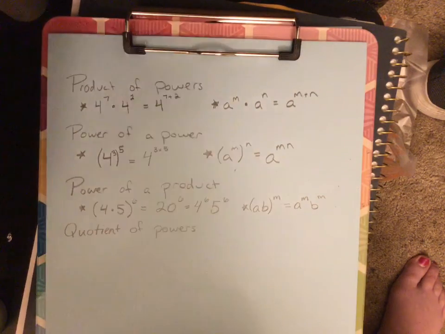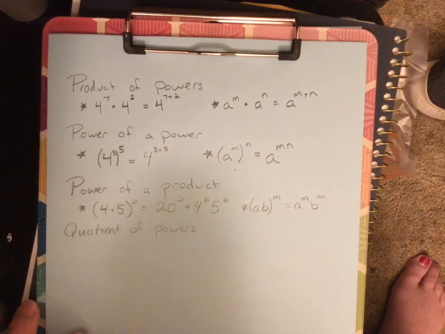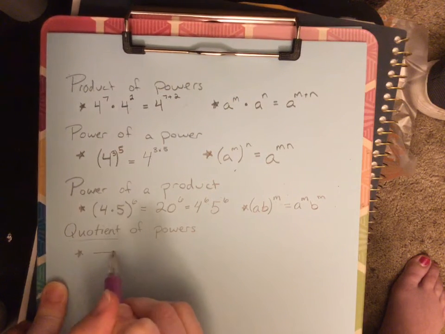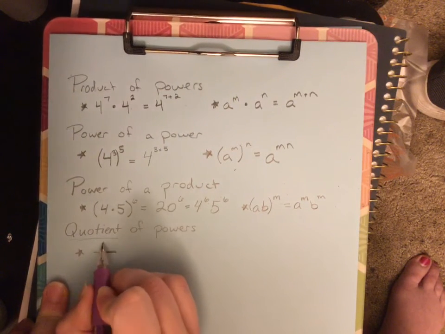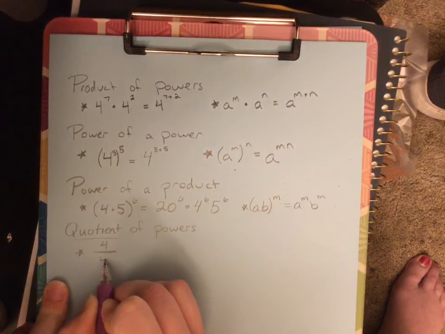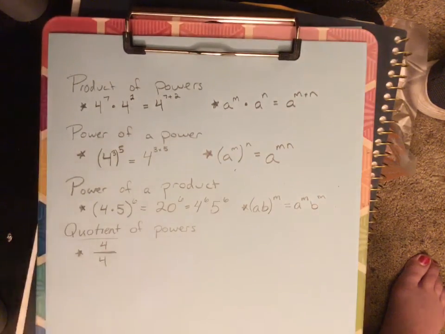If you remember what quotient means, you get a gold star. Quotient is the fancy math word for division. So I have 4 on the top and the bottom. This is what kicks in when I have the same thing on the top and the bottom. If this was a 5, this would not work.